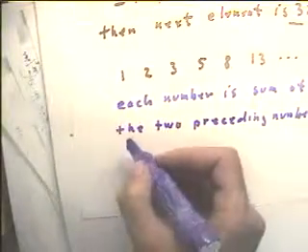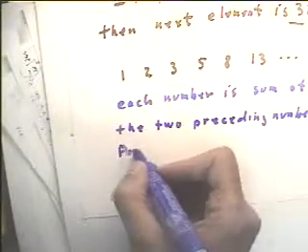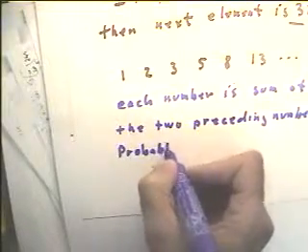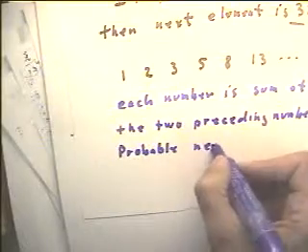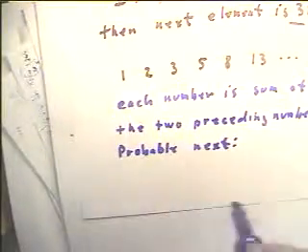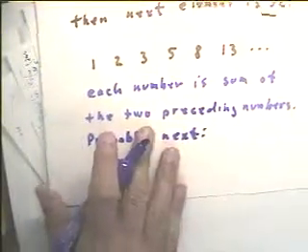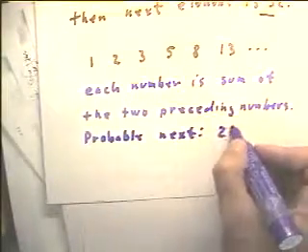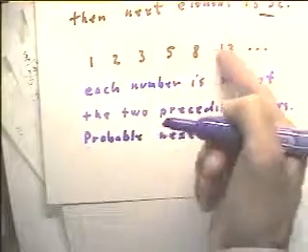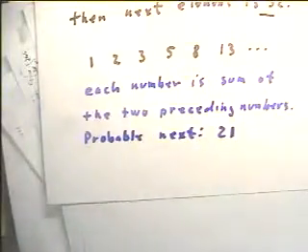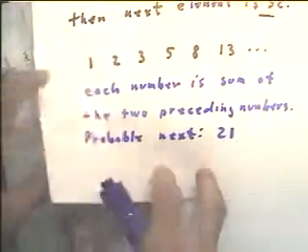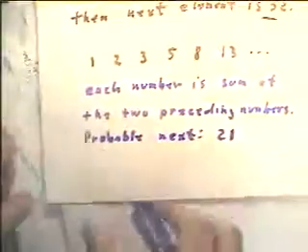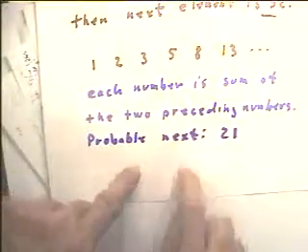And if this is the pattern, the probable next number is what? Think about it before I write it down. What do you think the probable next number is here? Well, 8 and 13 would give us 21, and then the next number would be the sum of the previous two. So those are a couple of examples of probable next numbers.